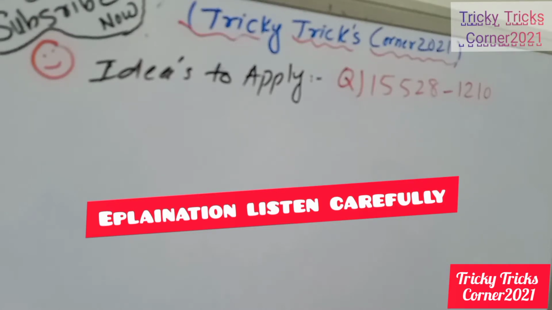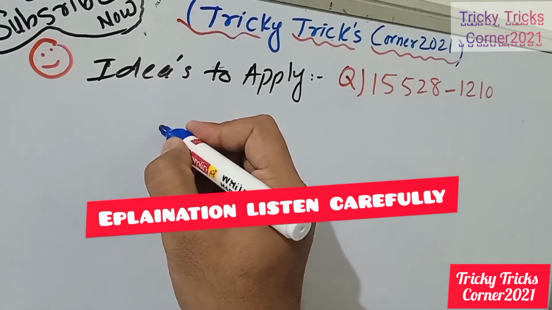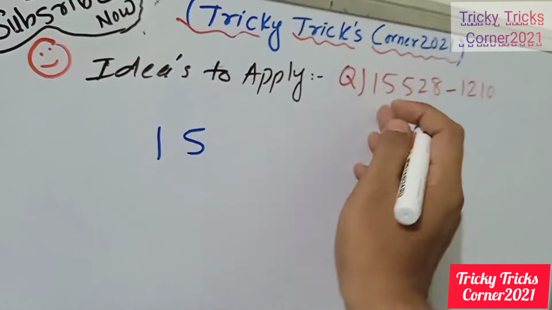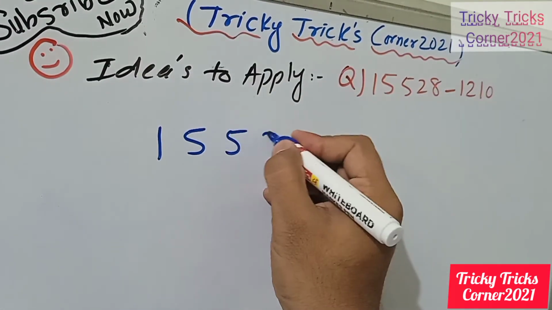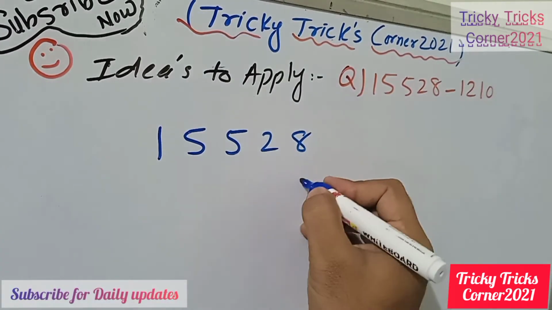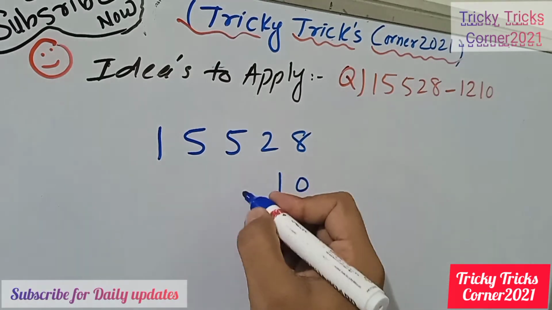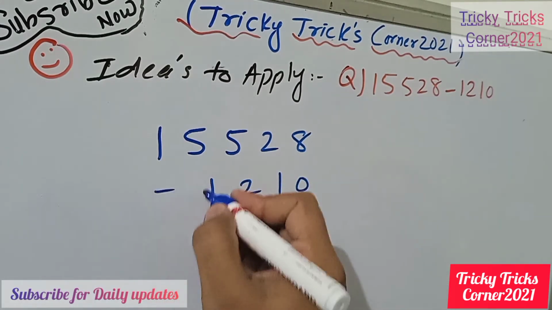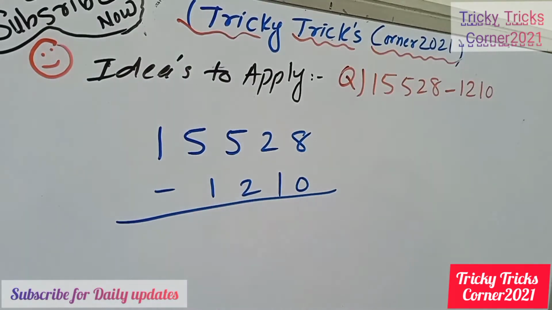Normally, children make this type of mistake. First, we have to write the number 15528. From the right, you have to write down the next number, 10121, minus. This is the equation we need to solve. Now we have to take the group of 2 from the right.